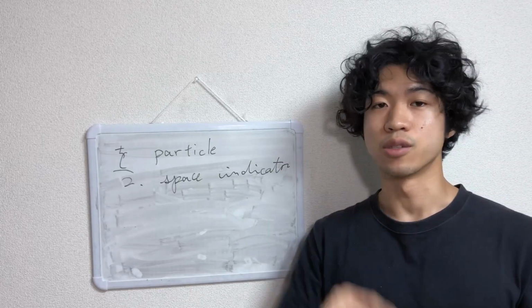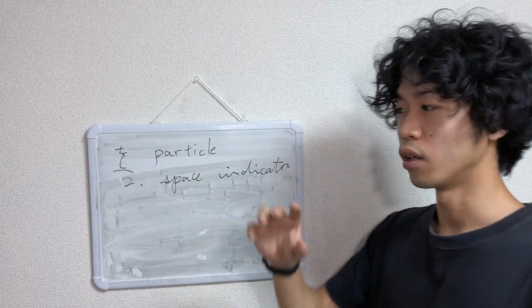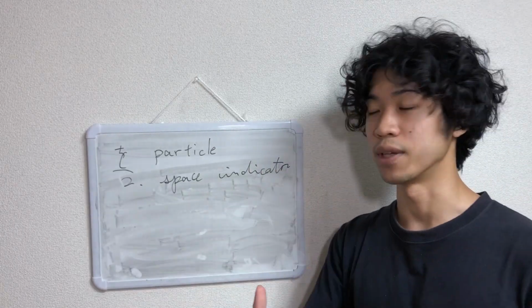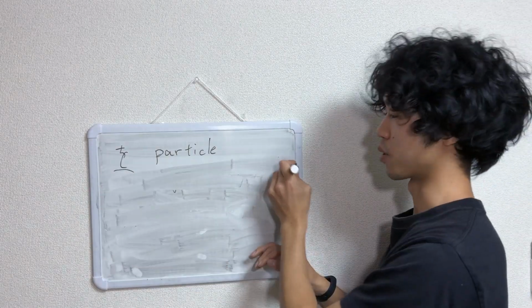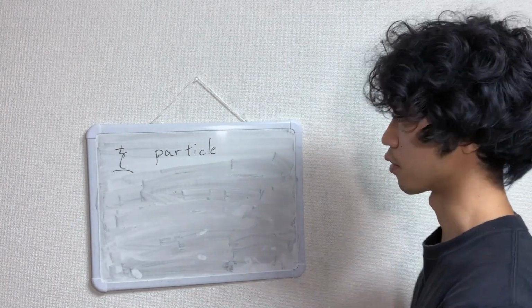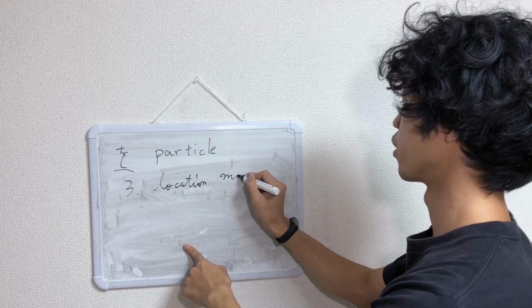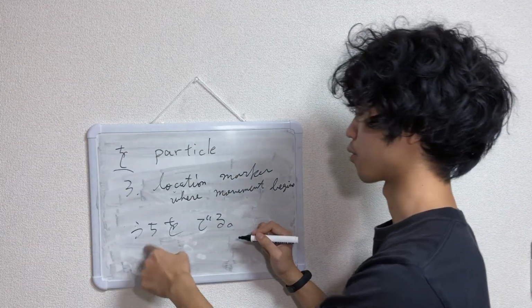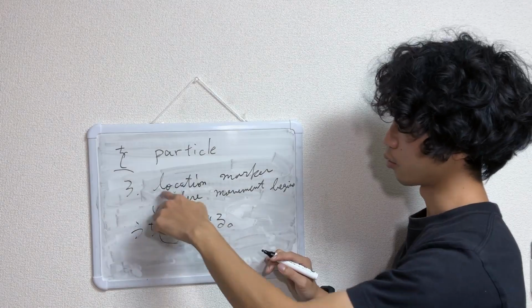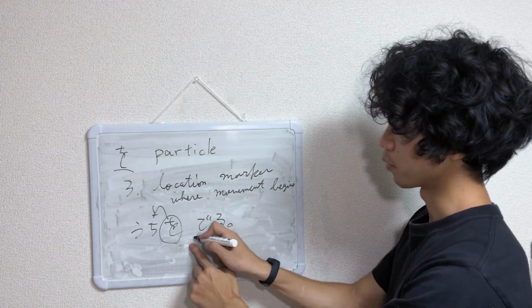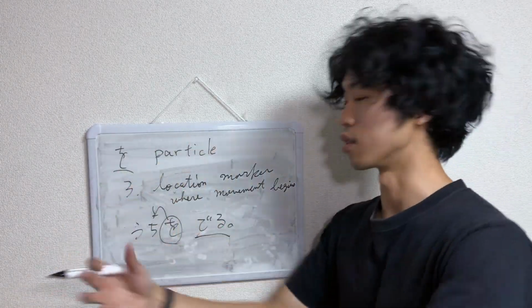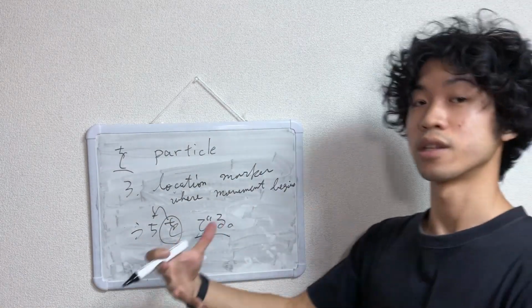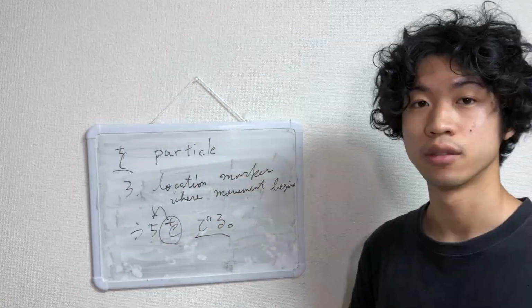Number 3 is going to be the indicator of a place where a movement begins. Now it sounds similar to number 2, but it's very different. Location marker where a movement begins. 家を出る, leave house, indicating the location where movement begins. House, exit, 出る, exit. Exiting is an action. What's the origin? Home, 家.